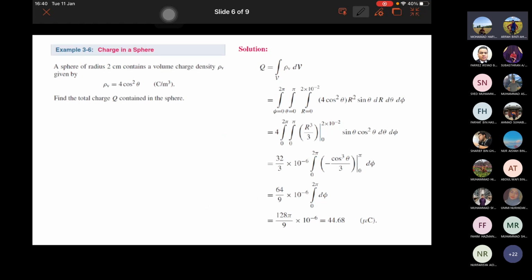So this is for example the application of spherical coordinate system. Okay. A sphere of radius 2 cm contains a volume of charge density given by that equation. Find the total charge Q contained in the sphere. So if you are using a sphere, meaning that it will be something like this. You have the 3 dimension. Okay. So kita boleh guna surface integral. So from here surface integral the change kepada spherical coordinates. Integration by using spherical coordinates.